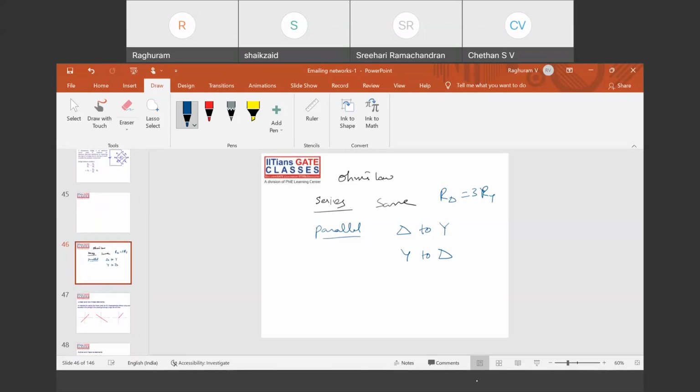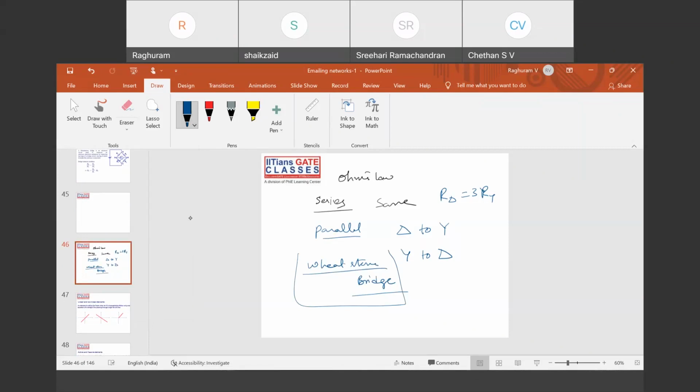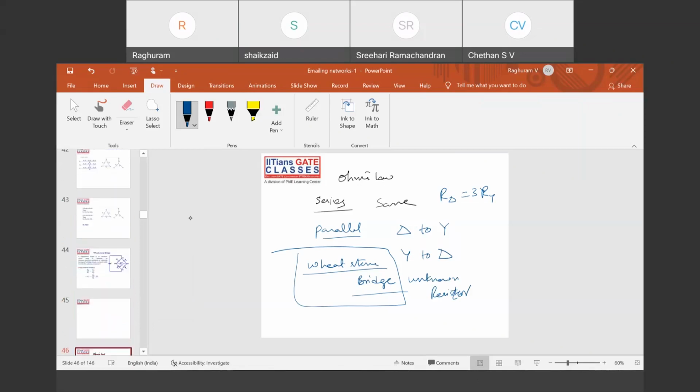Wheatstone bridge circuit. What is a Wheatstone bridge? Where and when do we use this? Quickly. A Wheatstone bridge is basically used to find the value of an unknown resistance, or unknown resistor. There are other types of bridges which people will study in measurements. Okay, so these are the basics we have covered.